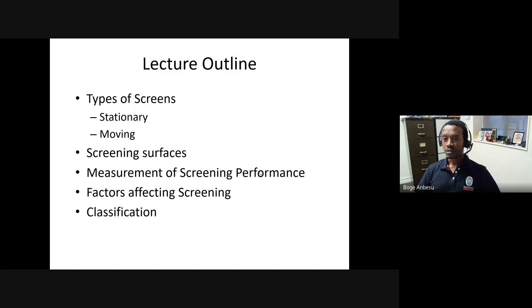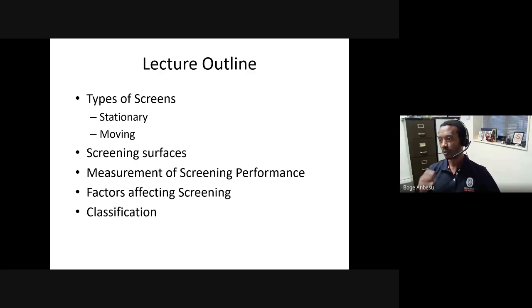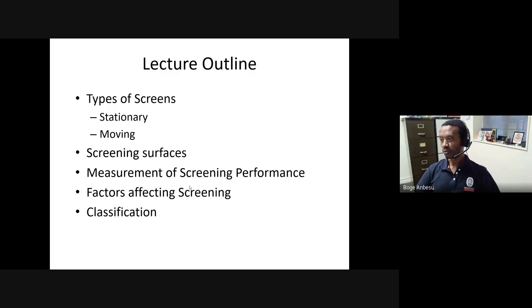So we'll talk briefly about different types of screening, and probably we'll focus more on screening operations and what type of surfaces you use during screening of mineral ores and factors that may potentially affect the performance of a screen. And classification will be a main topic for next week, but this week I'll just briefly touch on some of the theory behind classification, but we'll talk about classification in detail next week. So keep that in mind as well.